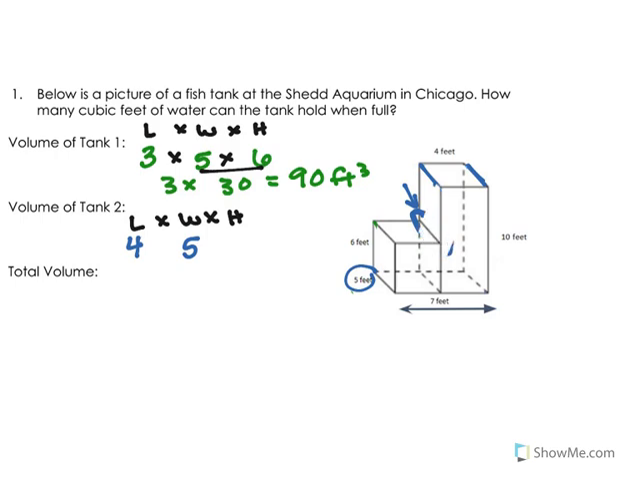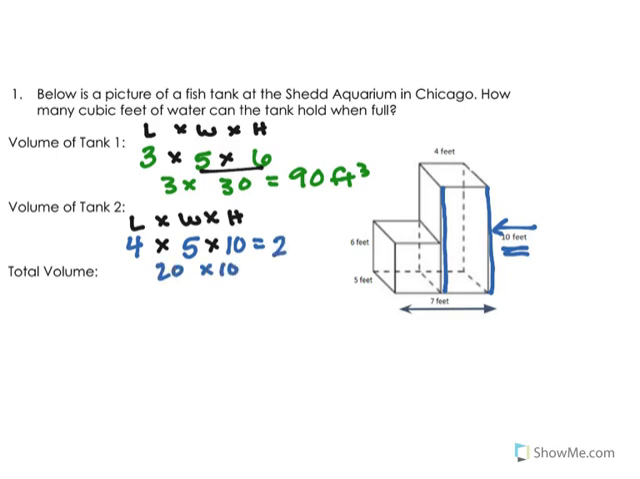Last part we have to find is the height. I know height is top to bottom. I can see the full height here, and the full height here, and it's been labeled for us as 10 feet. Now all we have to do is solve for our volume of tank 2. 4 times 5 is 20, and 20 times 10 is 200. So the volume of tank 2 is 200 cubic feet.